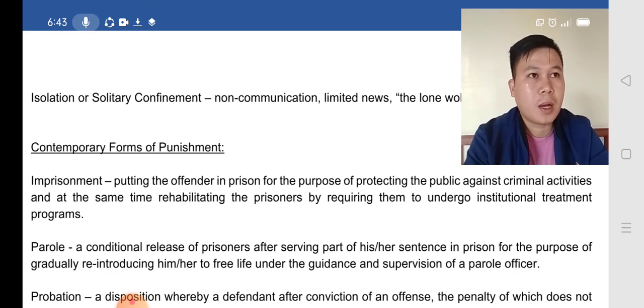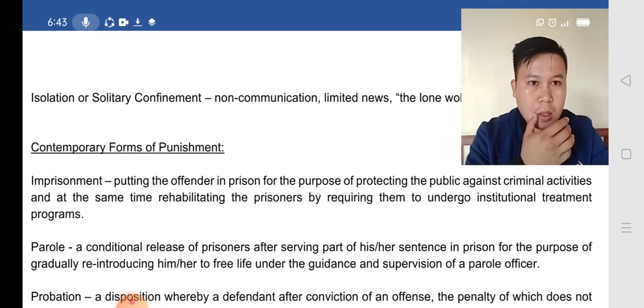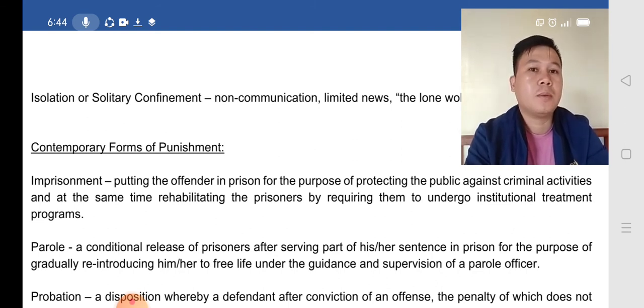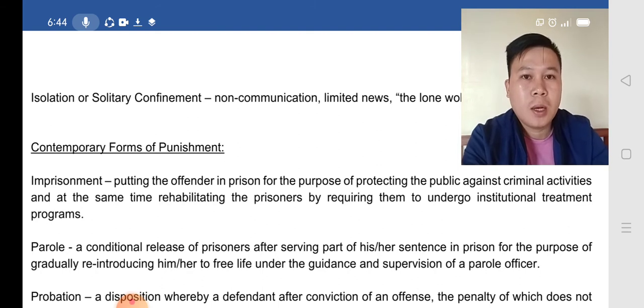For example, may mga vocational form of punishment. Halimbawa, pinapagawa sila ng maraming, tawag dito, eco bags, yung mga halimbawa. Then let us proceed with parole.